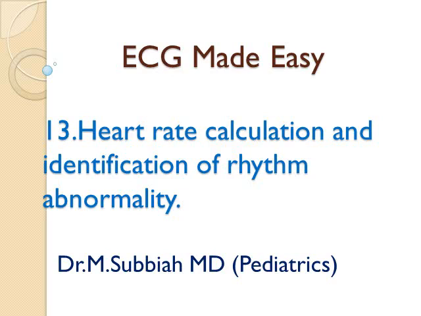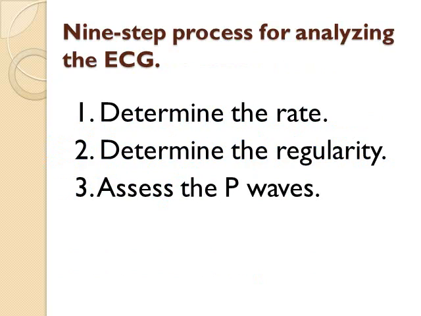Today I am going to discuss heart rate calculation and identification of rhythm abnormality. So what's the 9-step process for analyzing the ECG? Determining the heart rate is the first step. We are going to identify whether it is normal, fast or slow.